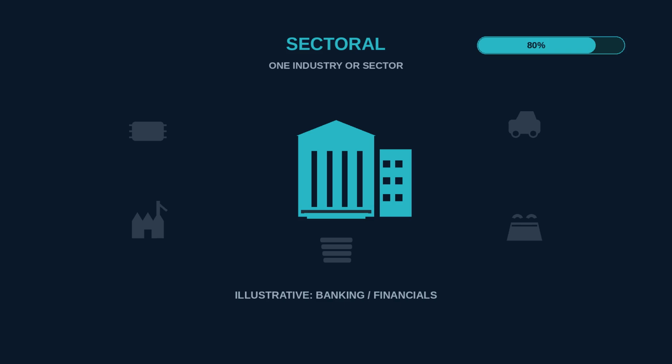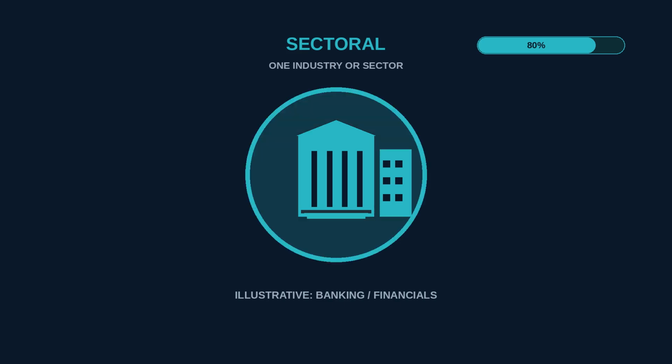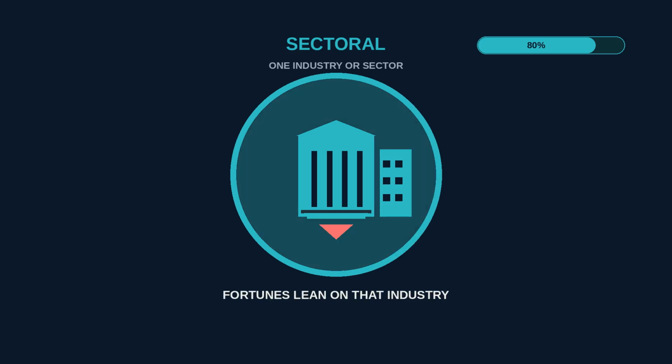See the field of industry objects. Then the teal aperture closes once around the bank and building cluster, the rest of the field recedes. The 80% band fills once within that aperture. The remaining slice can sit elsewhere, but fortunes still lean on that one industry. Read the stated sector in the offer documents, then check the current portfolio.